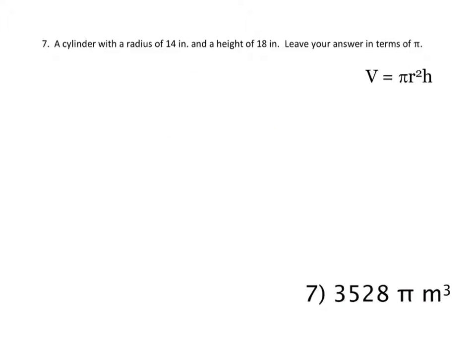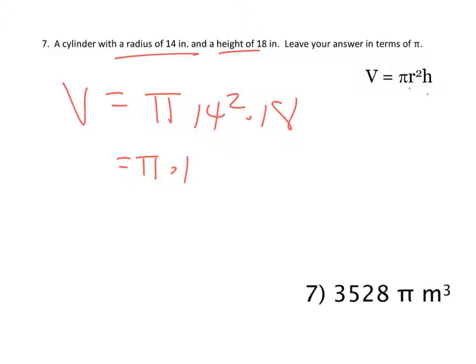Okay, so this one doesn't have a picture, so we're going to draw it. If you want to, if you don't, then don't. These are pretty straightforward if we use the formula. Cylinder with a radius of 14 and a height of 18. Answer in terms of pi. So we know radius, that's what we need here, and we know height, and we need that here. So volume is pi, 14 squared, height of 18. So we go ahead and say 14 times 14 is 196, so pi times 196 times 18. So times 18 is 3528 pi.